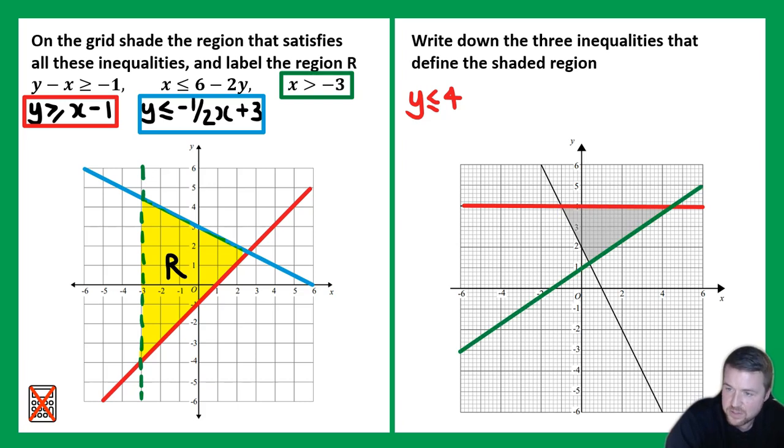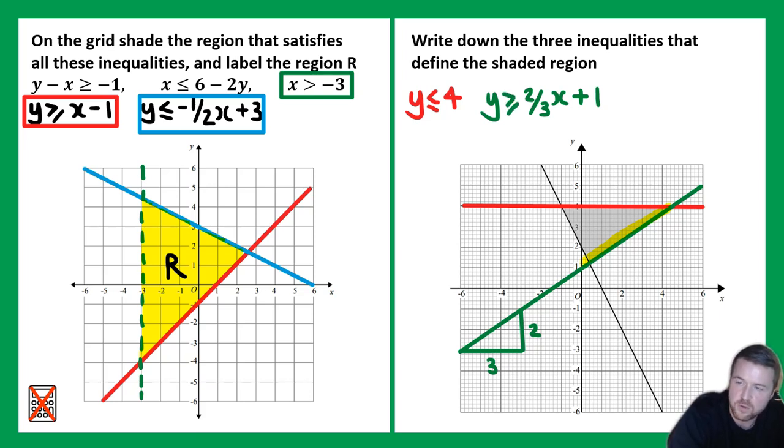This line highlighted green has a rise of 2 and a run of 3. Therefore the gradient is 2 over 3. So y is equal to 2/3 of x, and the y-intercept is 1. The shaded region is above the line, and it is a solid line, so it will be when y is greater than or equal to this.